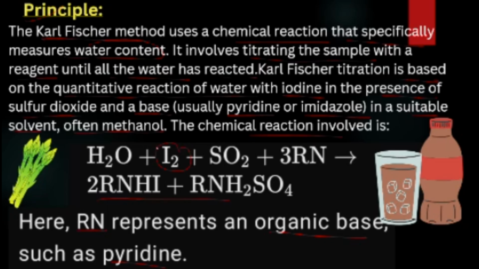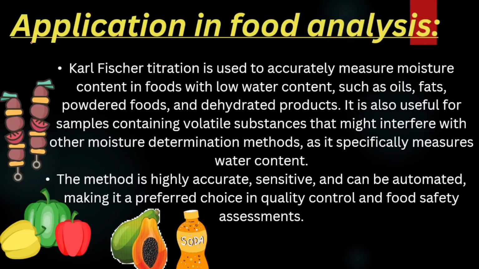It is best for low water content samples, typically less than 1% water content. Karl Fischer titration remains one of the most trusted and precise methods for moisture analysis across a variety of fields. I have already explained this equation and everything in the objective methods of food analysis. If you have any doubt, you can just see the second video.